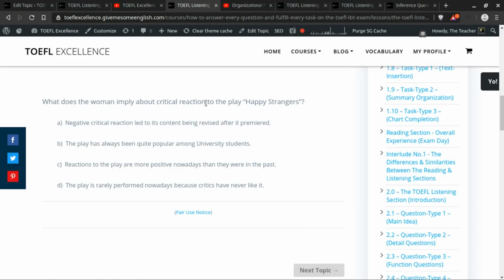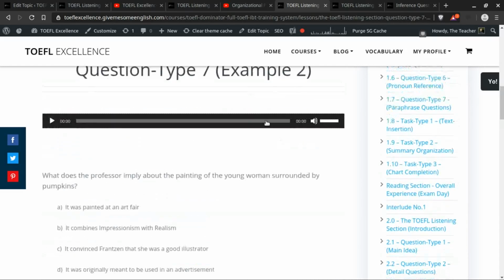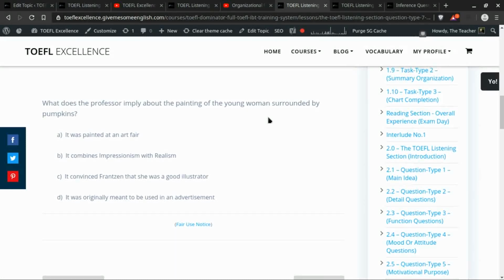So you also have to look at what the focus is in the question stem. Like with this next one, what does the professor imply about the painting of the young woman surrounded by pumpkins? So if you've already listened to this particular example, you'll see that the professor is speaking a lot about painting in general, and then the painting about the young woman is only one example that he's speaking about. So the answer is not going to have anything to do with other things that the person spoke about. It's only going to be in relation to that particular thing. So that's one thing that you have to make sure that you pay attention to with this particular question type. So even though the answers usually are a little bit more of a broad statement rather than detail, that broad statement still has to be in relation to the main focus of the question stem.